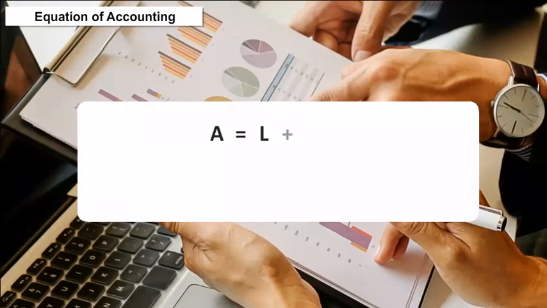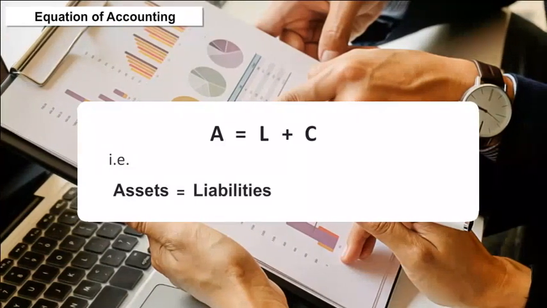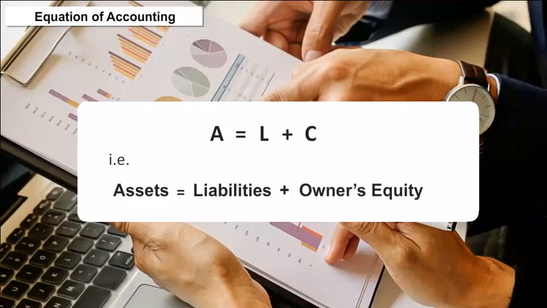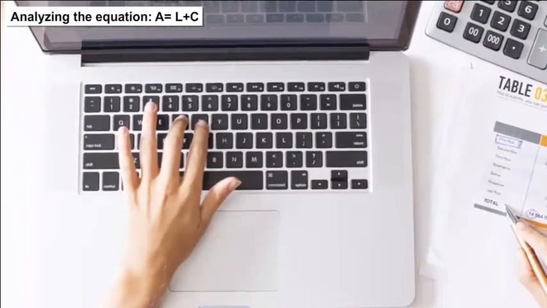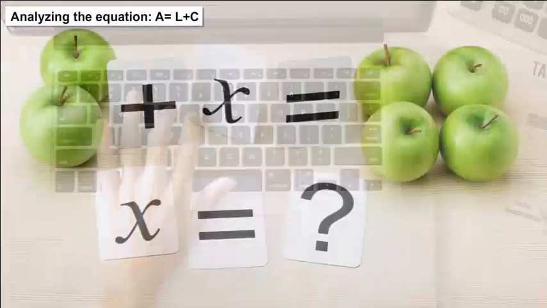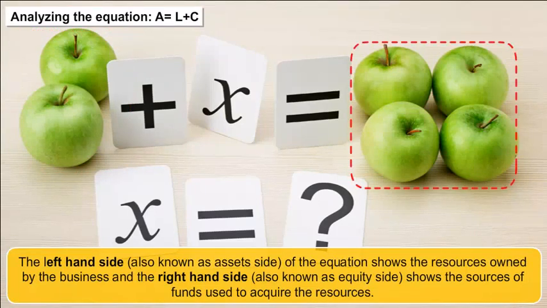A = L + C, that is, assets is equal to liabilities plus owner's equity. Analyzing the equation, A = L + C. The left-hand side, also known as the asset side of the equation, shows the resources owned by the business, and the right-hand side, also known as the equity side, shows the sources of funds used to acquire those resources.